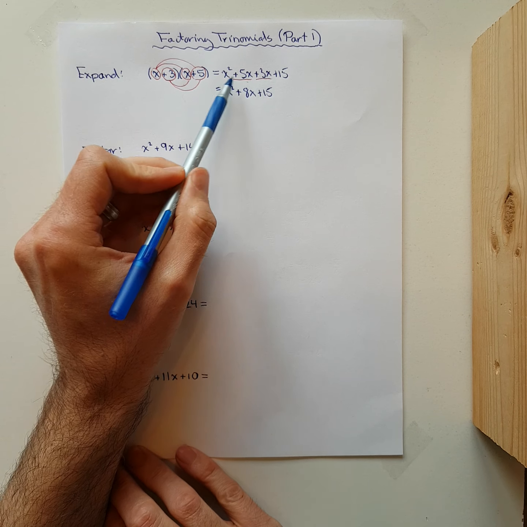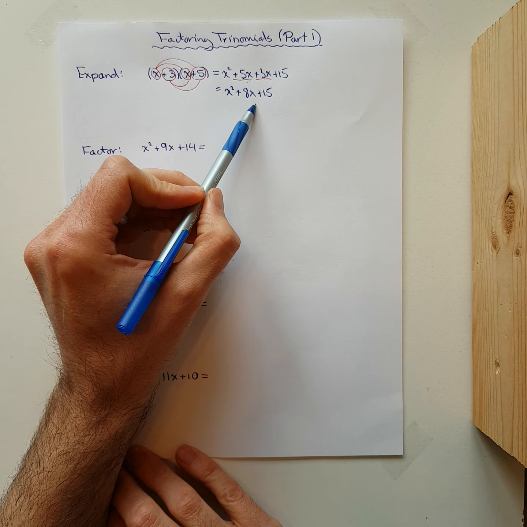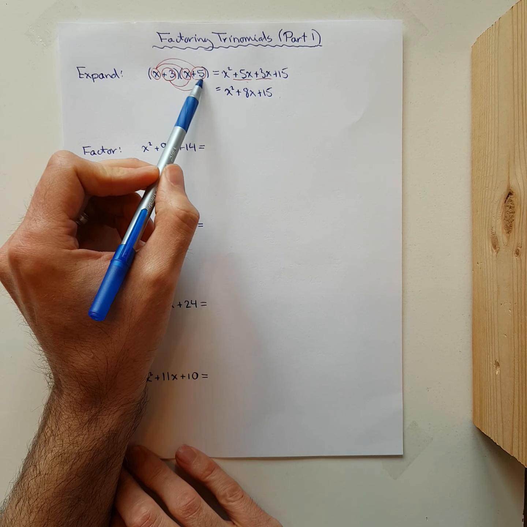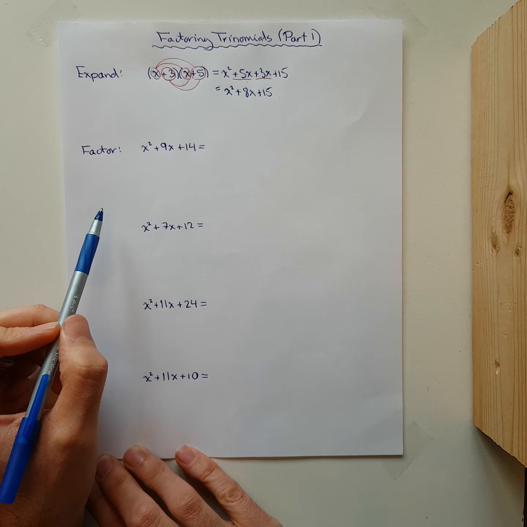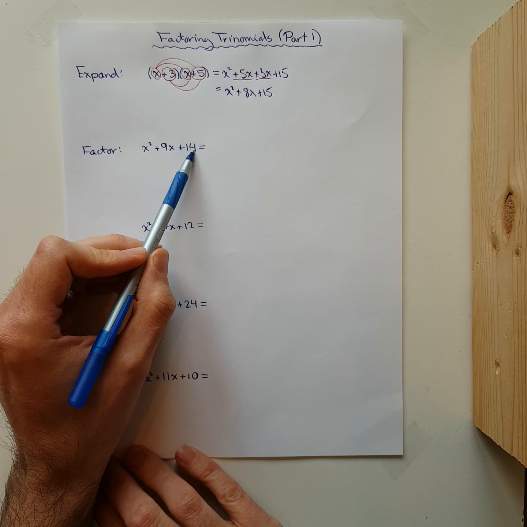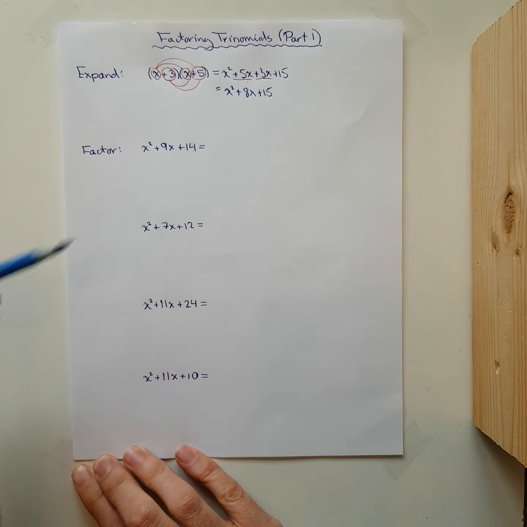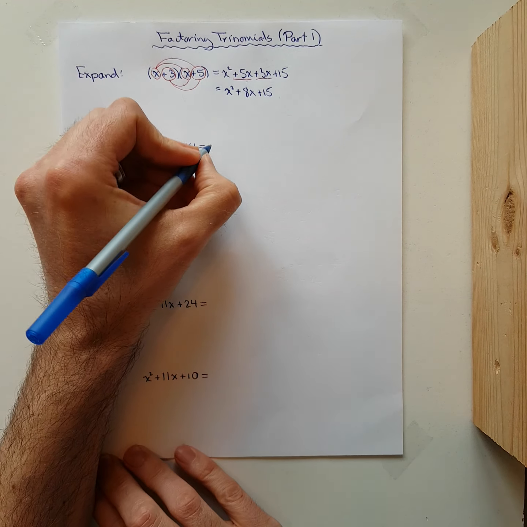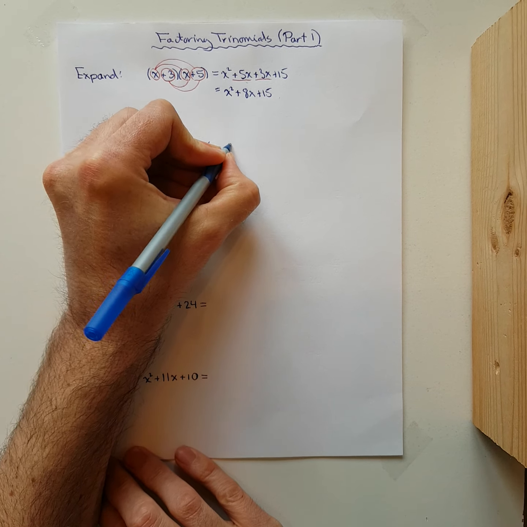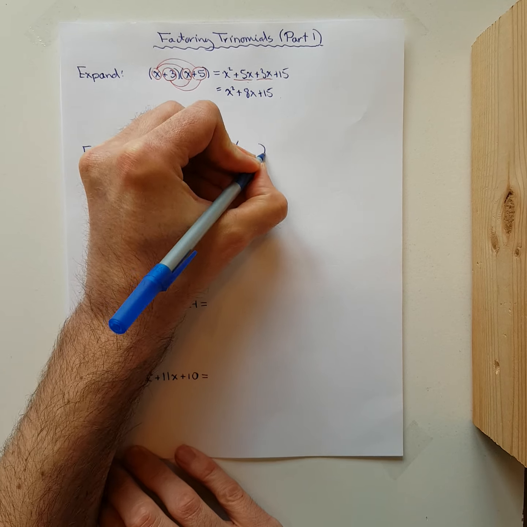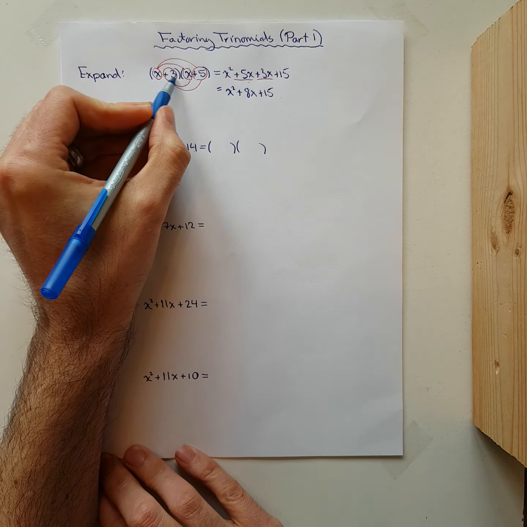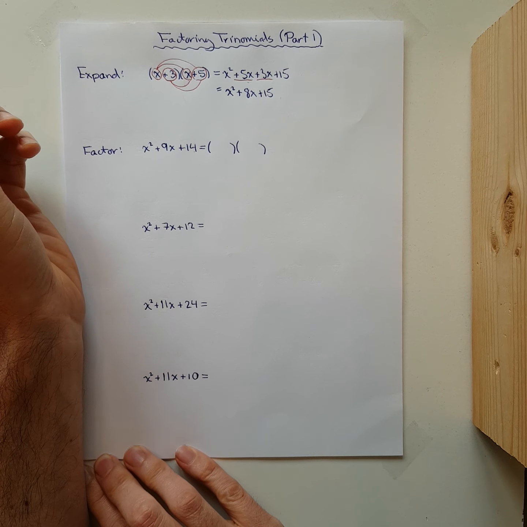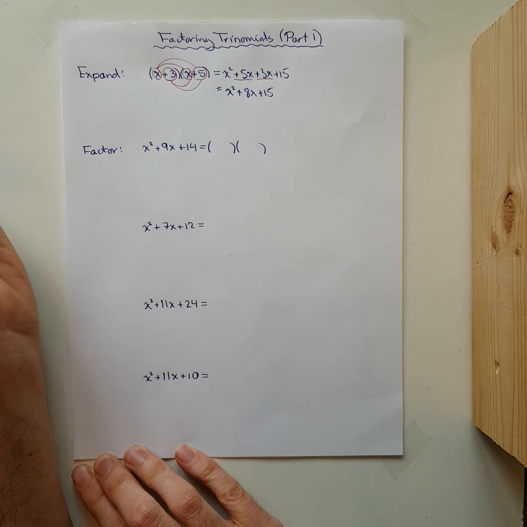That is, what happens if I give you this trinomial? Can we figure out what are the two binomials that we multiplied together? So for example, if I gave you this trinomial, could you work backwards and figure out what those two binomials are? So our first step in doing this is that we do know that we will be multiplying two binomials together, so these two bracketed expressions. So I'm going to start by putting two brackets.